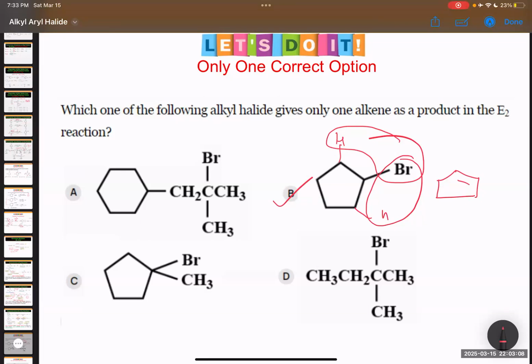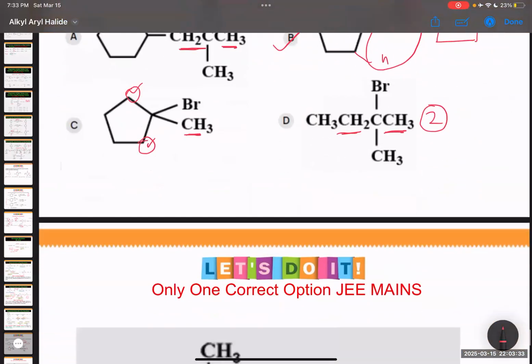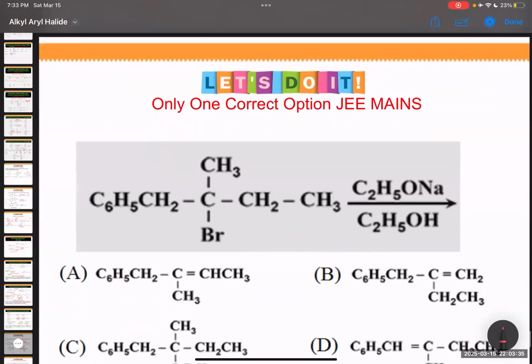But if you have this, you are going to get two different alkenes, one on this side, another on this side. Here also you are going to get two different alkenes. These two are the same, so I am considering only one alkene. Here also you are going to get two different alkenes from this side and this side. So you are going to end up with only one alkene with B. Got it?